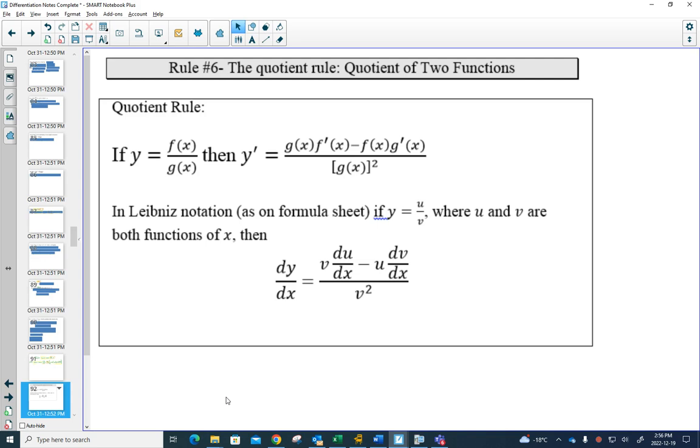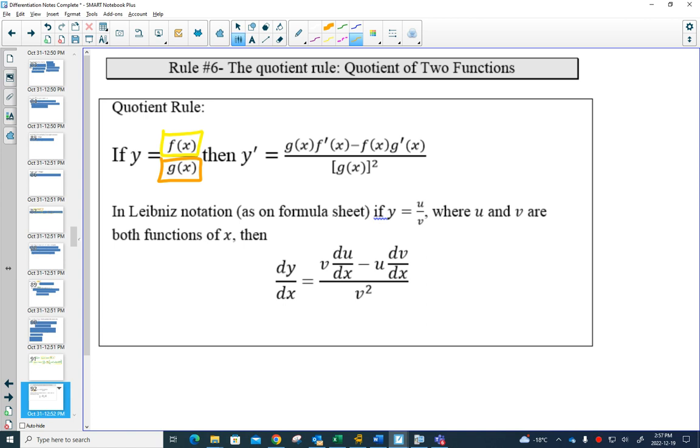With the quotient rule, the order starts to matter. So again, I'm going to color code things. I've got one function on the top divided by another function on the bottom. And here the order matters. With the product rule, just keep one the same, derivative of the second, keep the other one the same, derivative of the first. Doesn't matter the order.